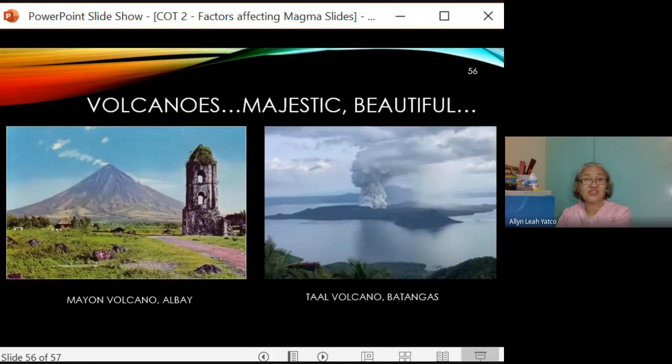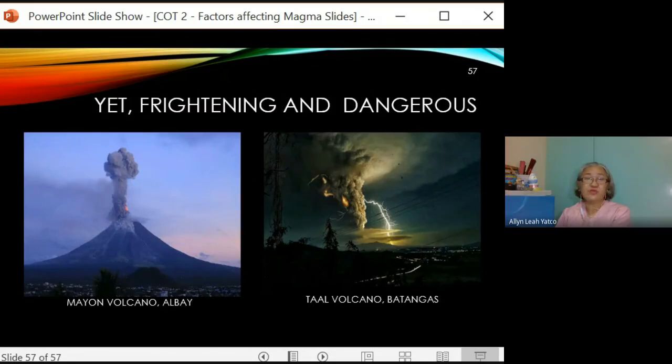Volcanoes are actually majestic. They're beautiful. But when Mother Nature becomes angry, they could be frightening and dangerous.